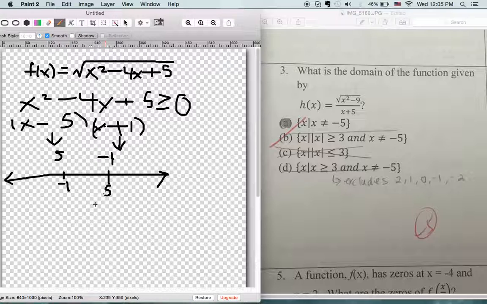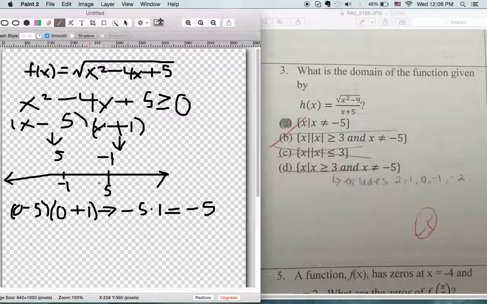and you put down -1 and you put down 5. When you're using sign analysis, you pick a number from each interval. For the interval between -1 and 5, I can use the number 0. So if I plug 0 into this, 0 minus 5 times 0 plus 1 is equal to -5 times 1, which is equal to -5.